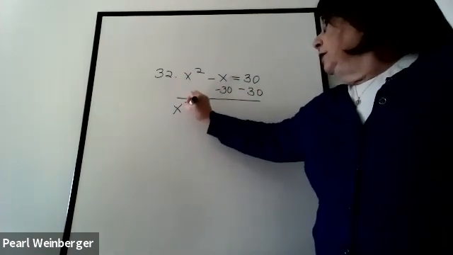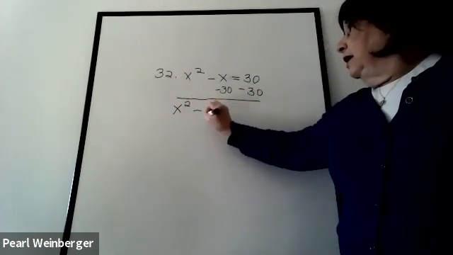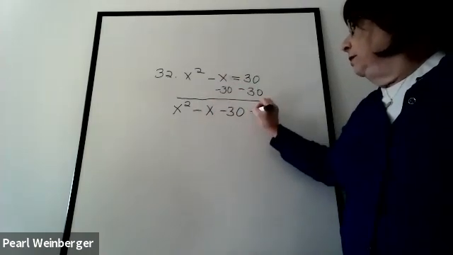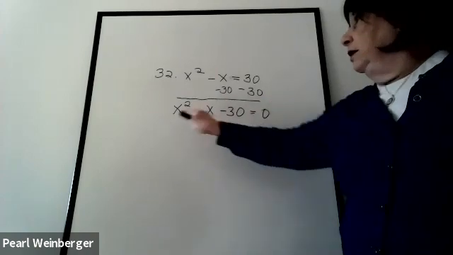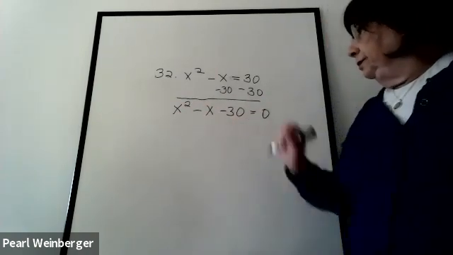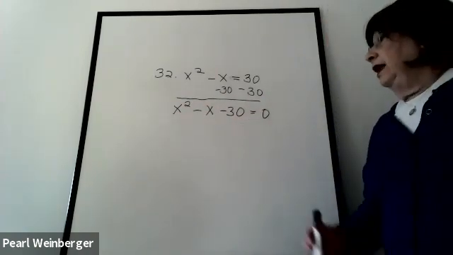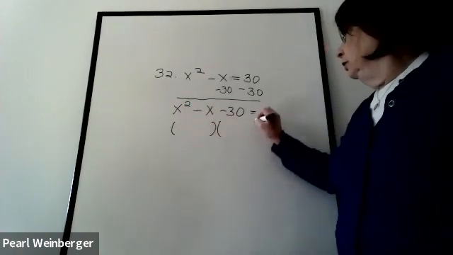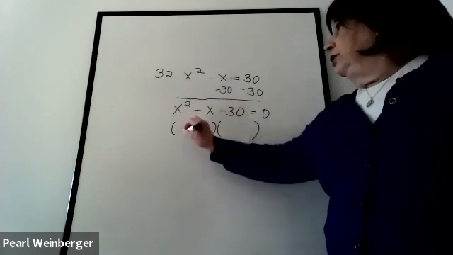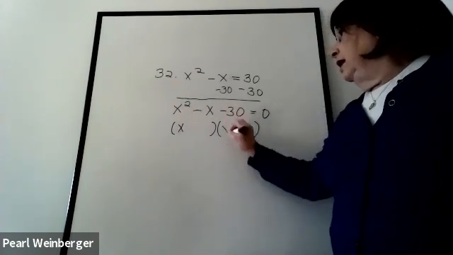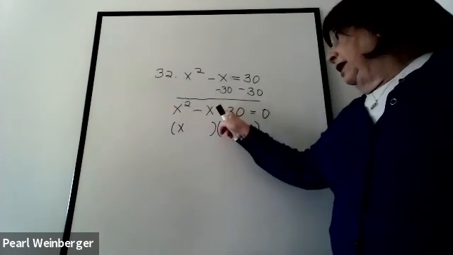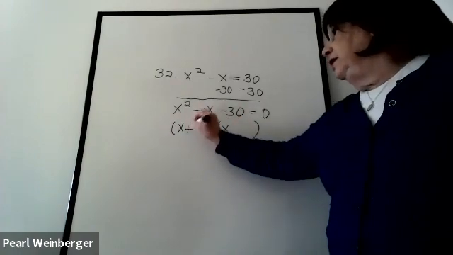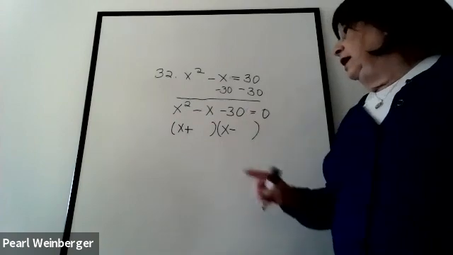So I have x squared minus x minus 30. These are not like terms, so I can't combine them, but I'm putting them in the standard order. And now I'm going to try and factor. So the x squared I break into x times x, and I look at my last term as negative, which means one number is going to be positive, one number is going to be negative.